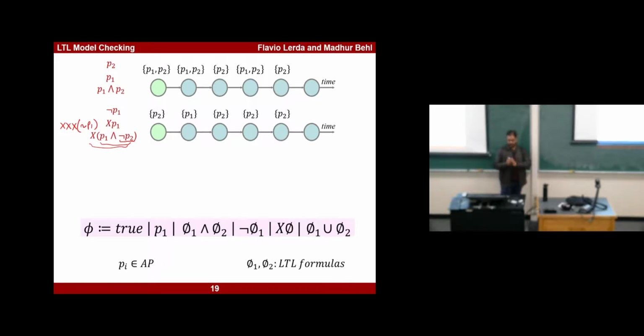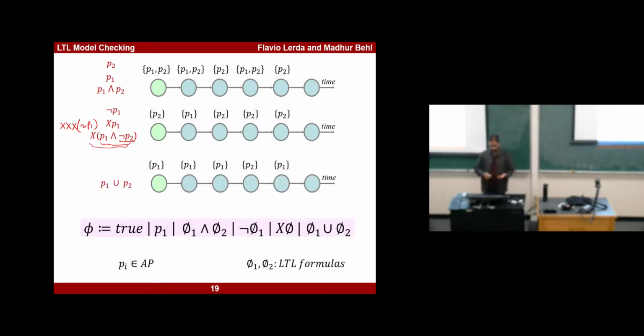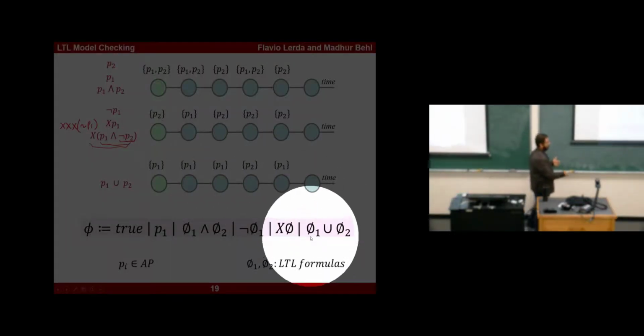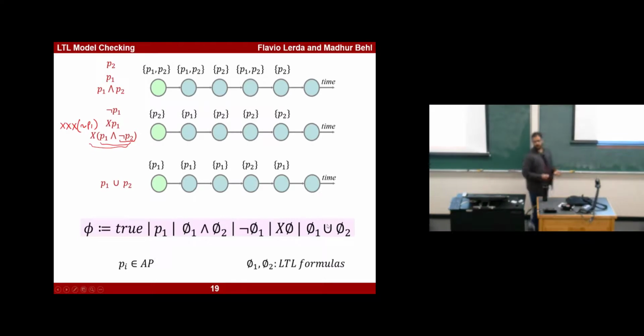Okay, so that's how you use the next operator in conjunction with the previous definitions of and, not, and a single proposition, and you'll later see true as well. Now we are only left with the last one, and we've already seen an example of that. P1 until P2 is a valid LTL formula, or in general, if phi1 and phi2 are valid LTL formulas, then phi1 until phi2 is also a valid LTL expression. That's it. These are the rules of LTL, very straightforward.